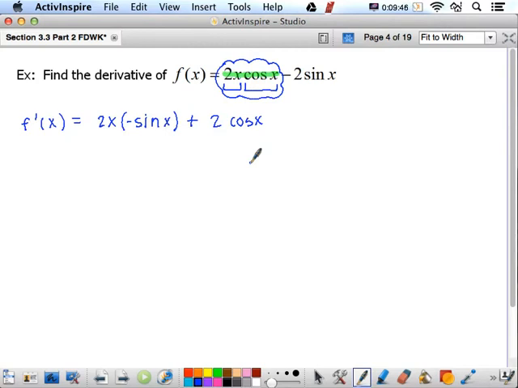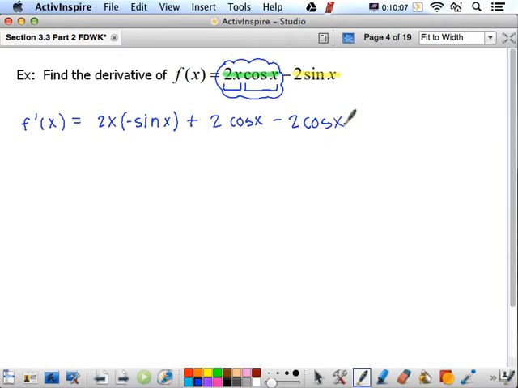So we're finished with the first term. Now we need to move on to the second term and take the derivative of just this guy. So the derivative of that guy is minus, and we don't need the product rule because we don't have a variable with the 2. We just have a coefficient of 2. So we just say minus 2 times the derivative of sine, which is cosine.